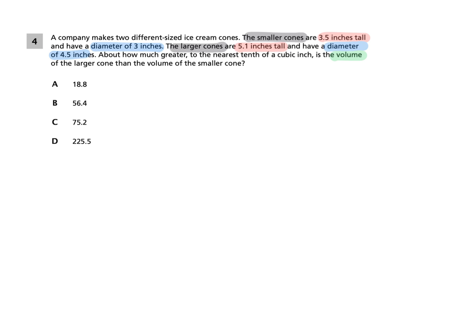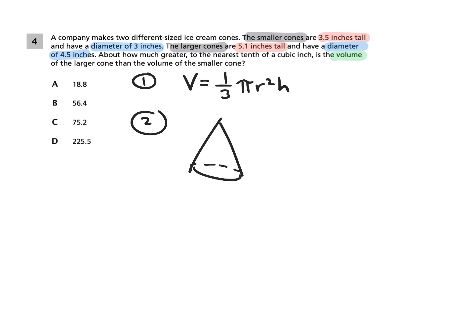One thing I like to do is state my formula and draw pictures. So let's start with stating the formula: V equals 1/3 pi r squared h. The next part is to draw my pictures. My pictures don't have to be perfect. They just have to organize my thinking. I'm going to call this the smaller cone. It has the height, as we can pull from the problem, 3.5. I don't have to write my units, I'm just choosing not to right now. And my diameter is going to be 3 inches.